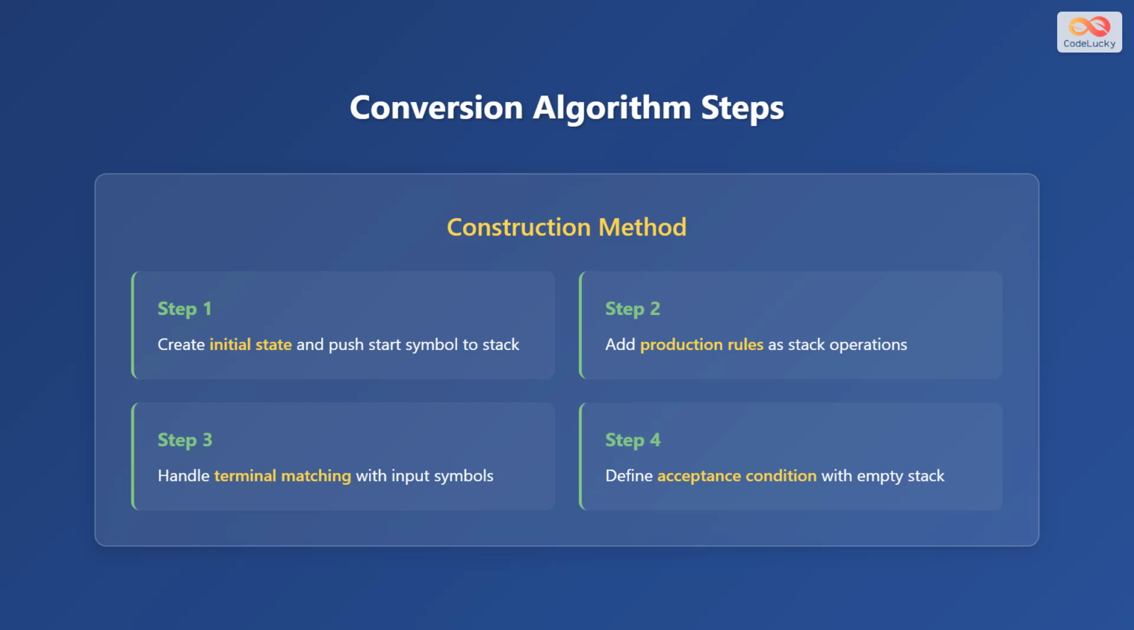Let's look at the steps involved in converting a context-free grammar to a pushdown automaton. Step 1. Create an initial state and push the start symbol onto the stack. Step 2. Add production rules as stack operations. Step 3. Handle terminal matching with input symbols. And Step 4. Define the acceptance condition with an empty stack.